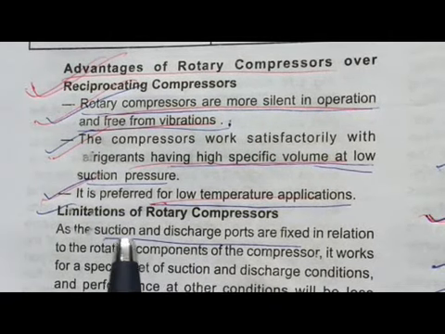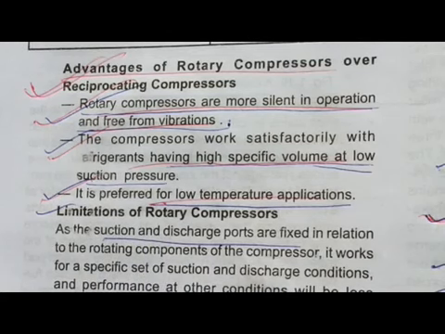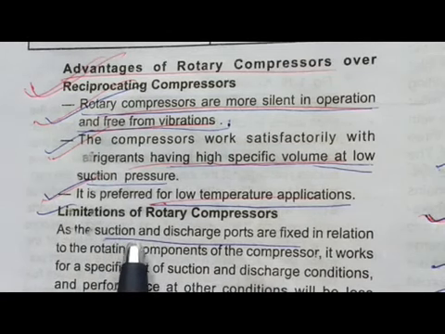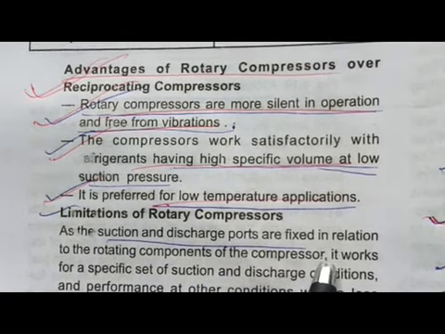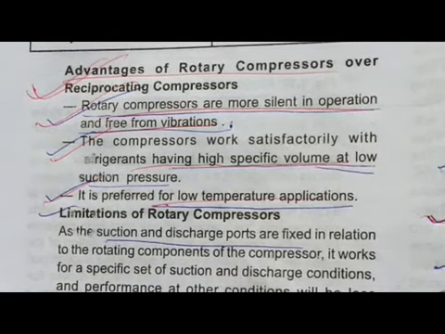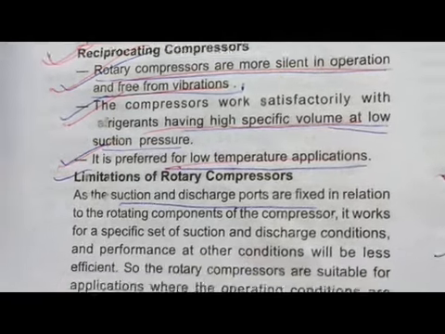But there are also limitations of the rotary compressor, that is, the suction and discharge ports are fixed in relation to the rotary components of the compressor. It works for a specific set of suction and discharge conditions.